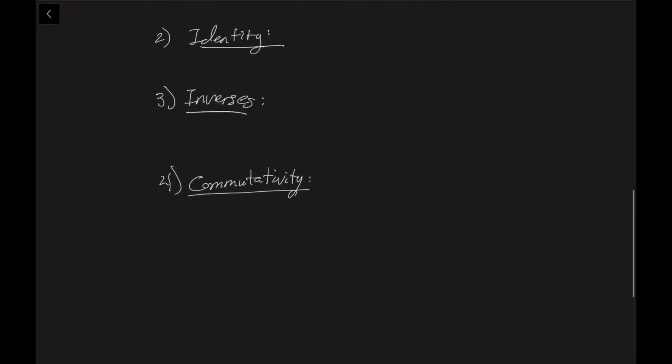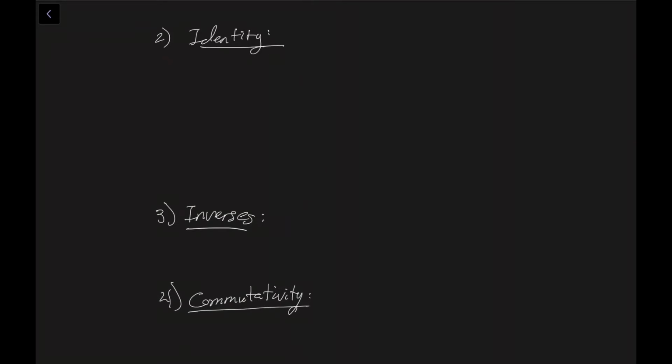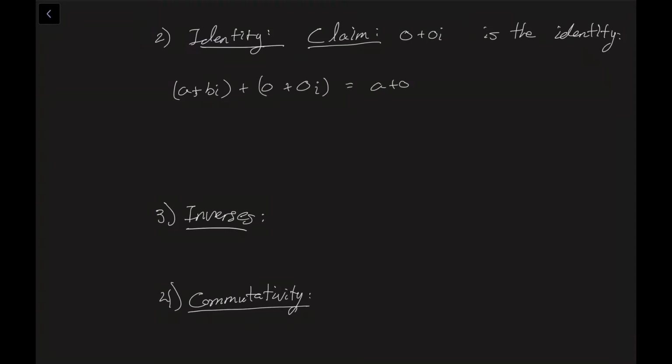Now let's check to make sure that we have an identity. So we'll give ourselves some space, and we're going to claim that 0 plus 0i is the identity. One way of writing a complex number is by a coordinate, I'll go back and fix that in a moment. But we're claiming that 0, 0, or 0 plus 0i is the identity. So we'll check it by taking a plus bi and adding it to 0 plus 0i, making sure we get a plus bi out. And then we're going to add 0 plus 0i to a plus bi and make sure we get a plus bi out again.